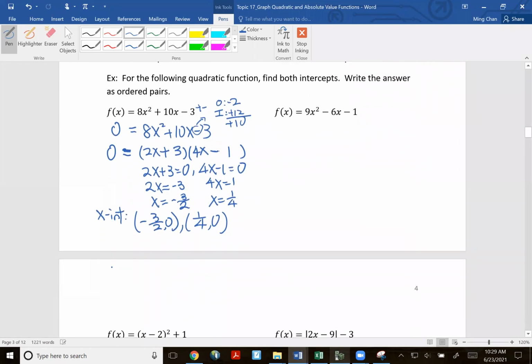Let's find the y-intercept real quick down here. Y-intercept means find the y value when x is 0. So that means I'm going to substitute 0 for x. So f of 0 now will be 8 times 0 squared plus 10 times 0 minus 3. So 0 plus 0 minus 3 should be just negative 3, because these terms all cancel out and become 0. So my y-intercept will be at 0 comma negative 3.